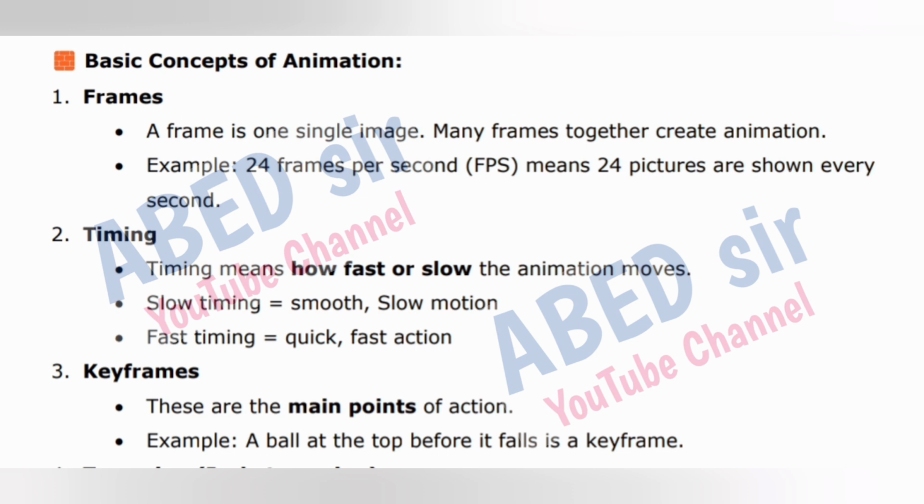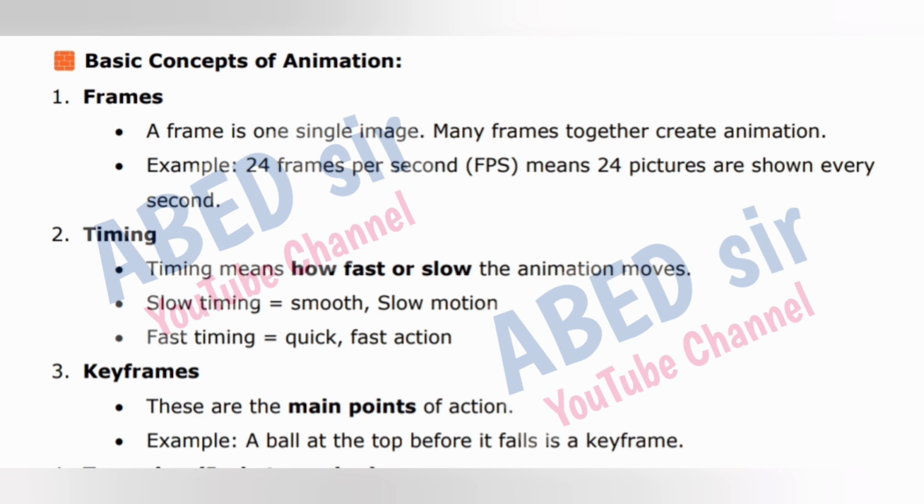Example, 24 frames per second, FPS, means 24 pictures are shown every second. 2. Timing. Timing means how fast or slow the animation moves. Slow timing is equal to smooth, slow motion.